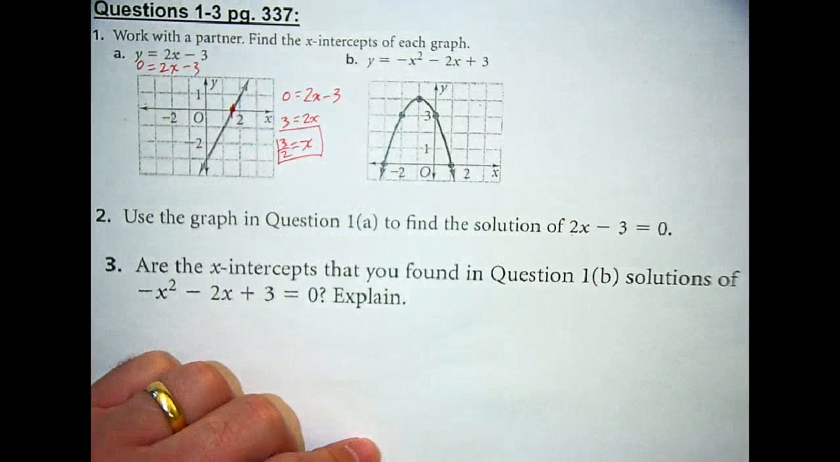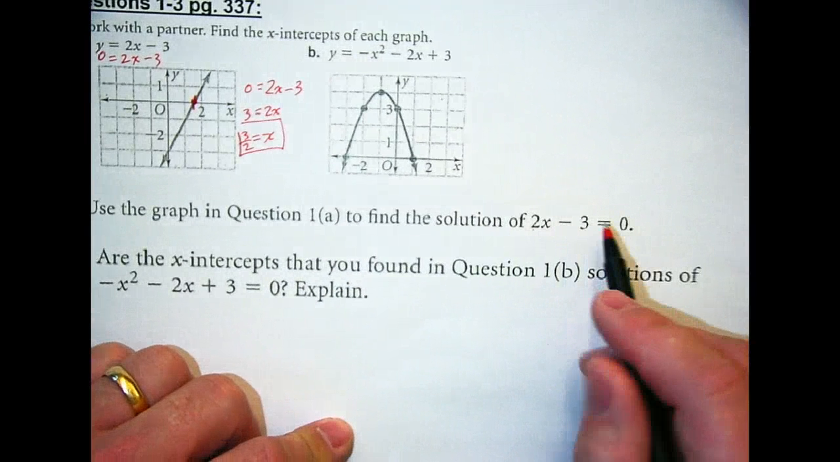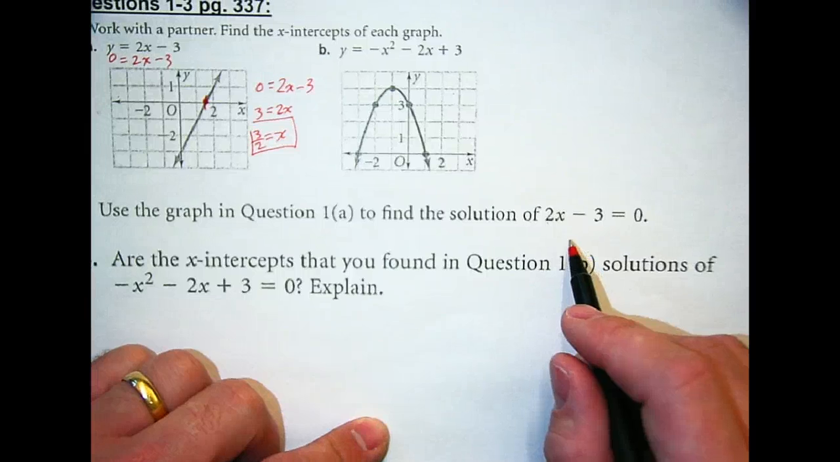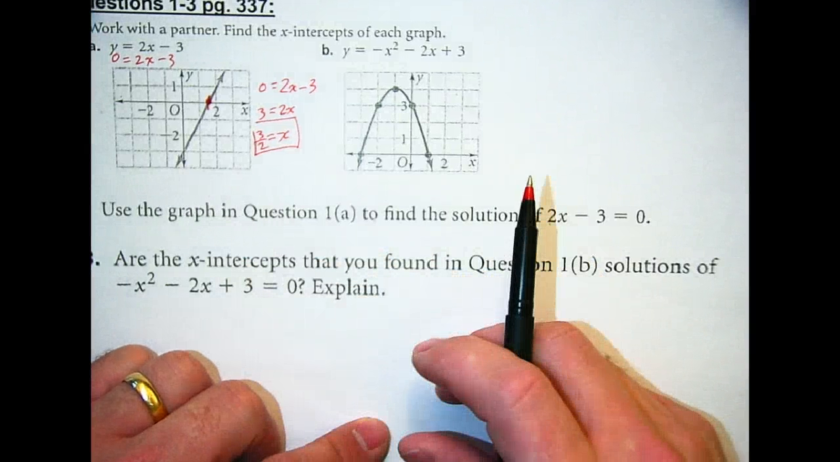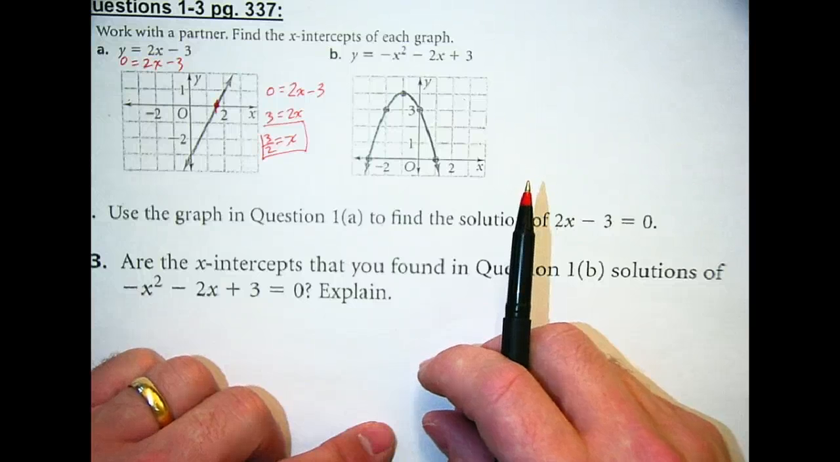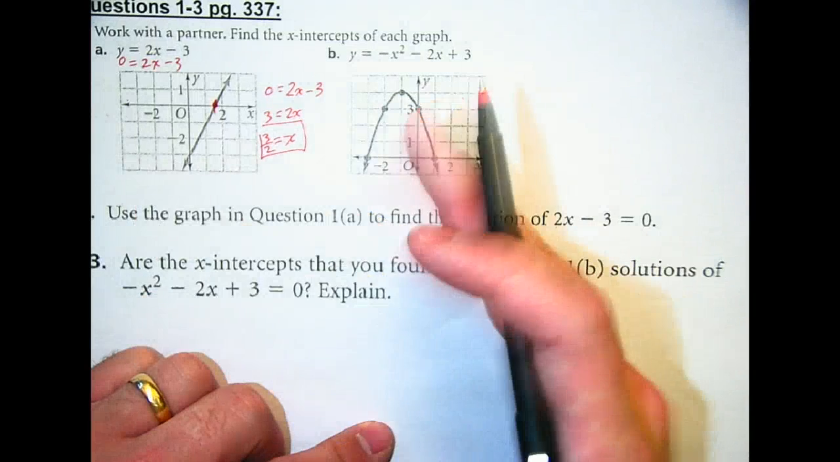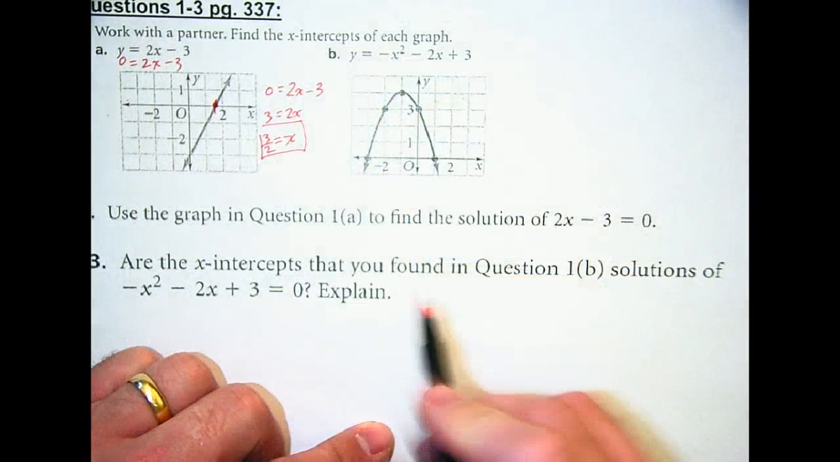Use the graph in 1a to find the solution of this. Well, TT did that. Well done, TT. It's like 2 for 1. Any questions there? So your x-intercept is when y is 0. That's what to take away from there. And so if I'm finding the x-intercepts here, it's when y equals 0.